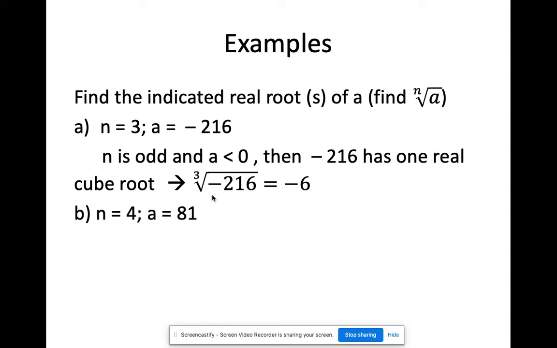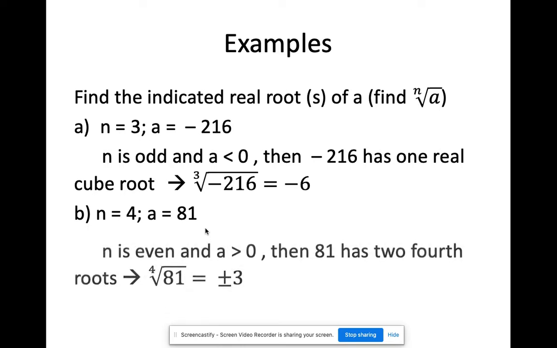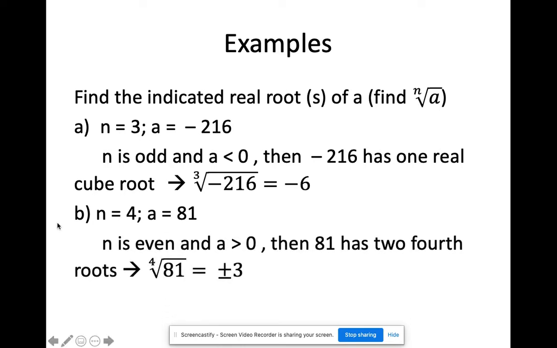How about this one? n equals 4 and a equals 81. So n is even, a is positive, which means you're going to get 2 real roots. So 2 real fourth roots. The fourth root of 81 gives you plus and minus 3.